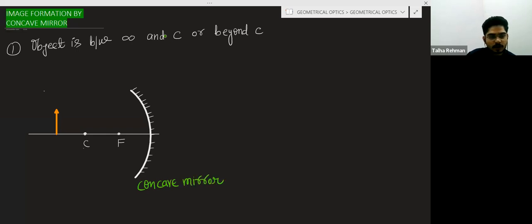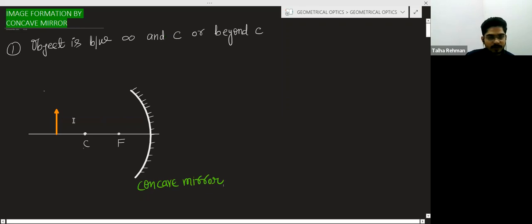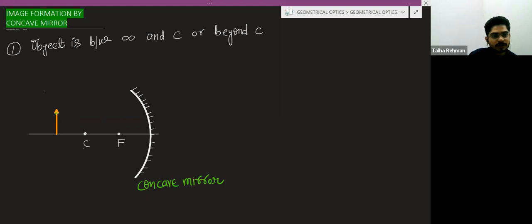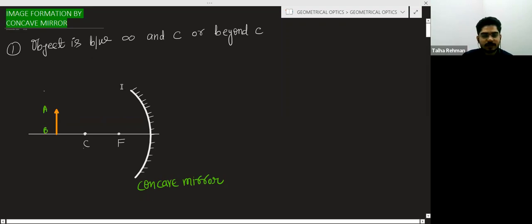Concave mirror, and this is the object. Okay, what is this? This is the object. Suppose this object is known as A, this is B and this is A. So AB is the object. Now we want to find, in front of the concave mirror, beyond the center of curvature, an object is placed.